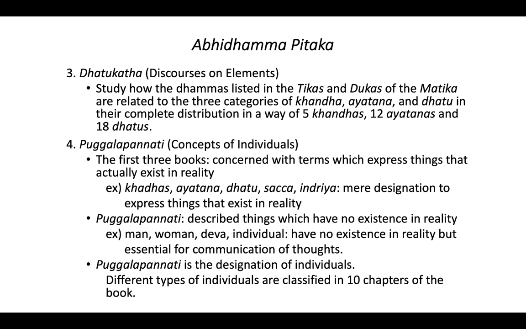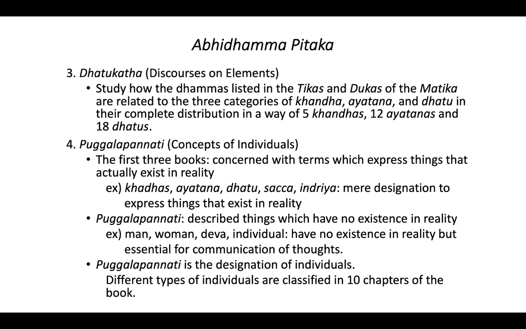The fourth treatise is Puggala Paññatti. The first three books, Dhammasangani, Vibhanga, and Dhatukatha, investigate the absolute truth of Dhamma in a planned system of detailed analysis. And these three books employ terms of Khandha, Ayatana, Dhatu, Indriya, Sacca. These terms are mere designations which express things that exist in reality.